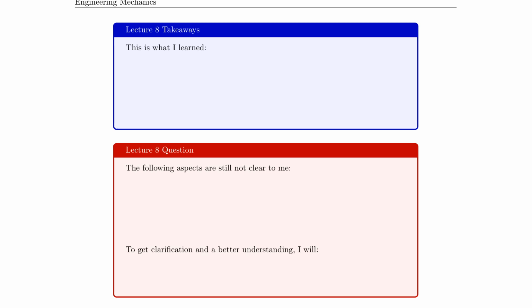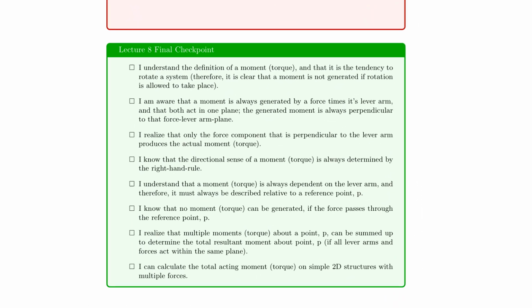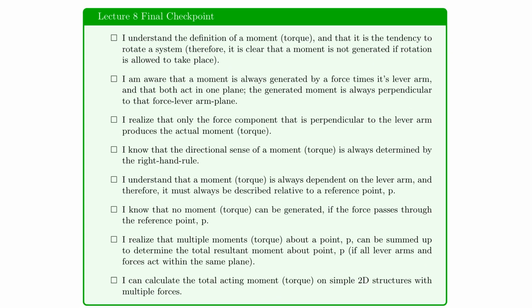But once you've done that, let's take a look at the checkpoints of today's lecture so that we can agree on what we needed to learn here. First of all, we definitely understand the definition of a moment, and that is the tendency to rotate. And the key word here is tendency, because if rotation is allowed, then it would create no moment. So we can check that off.